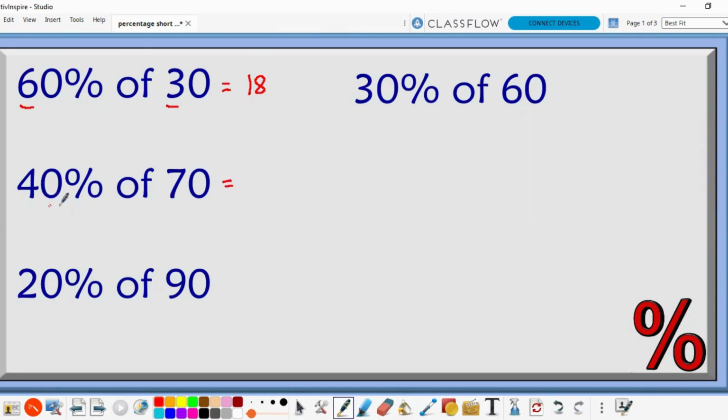And we have 40% of 70. Just multiply 4 times 7, so that is 28. And 20% of 90, that will now be 18. 2 times 9, we got 18. And the last one, 30% of 60, 3 times 6, we have 18.